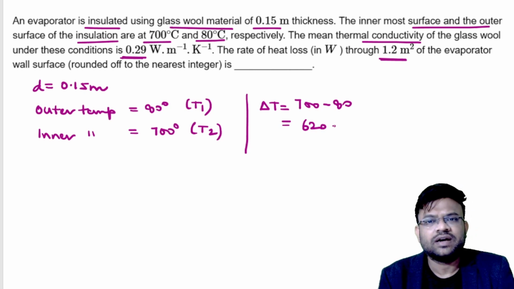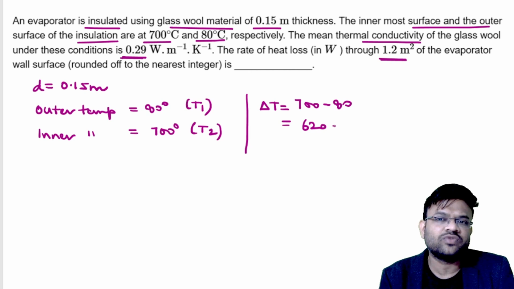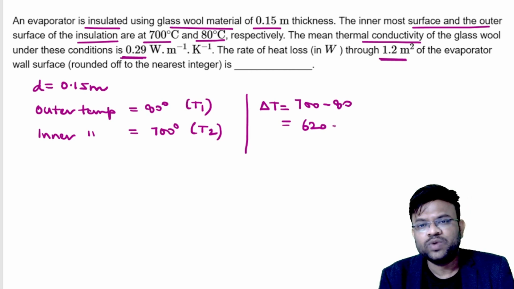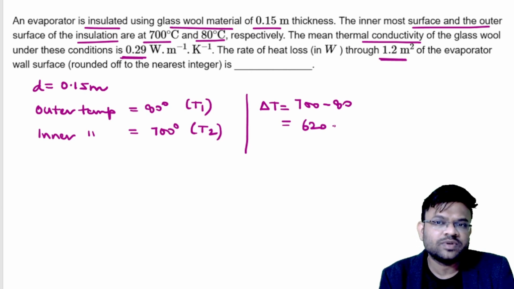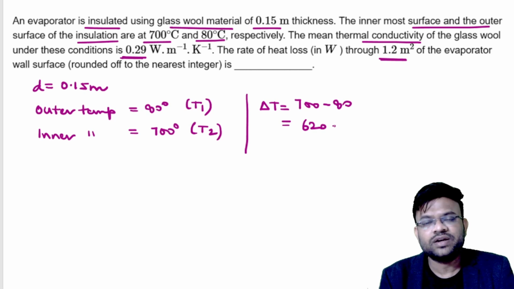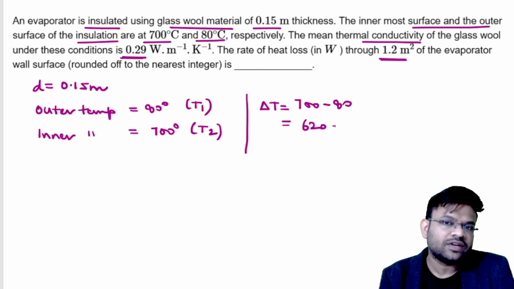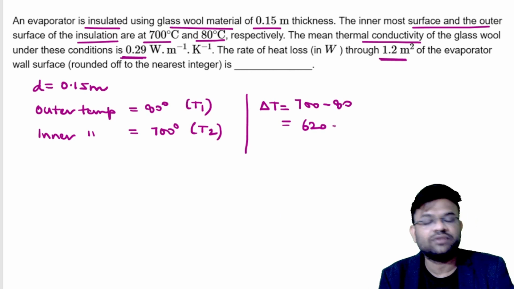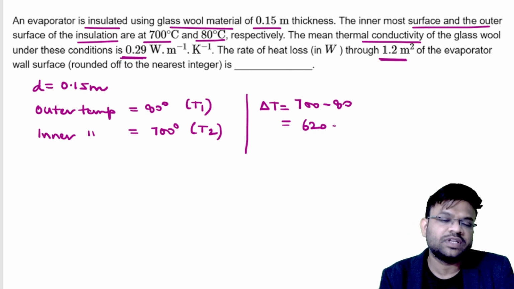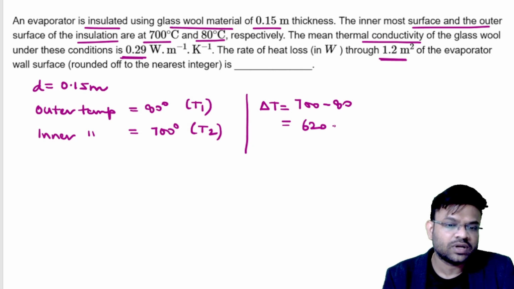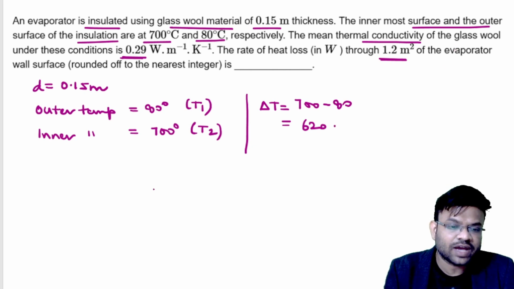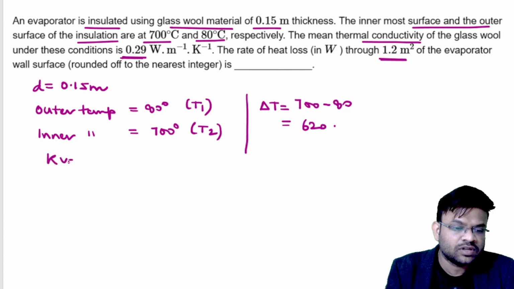Now obviously understand this, that I'm not converting into degree Kelvin over here, because I want to find out the difference. If you convert it into degree Kelvin, then also the difference would be the same. Ideally I should convert it into degree Kelvin, but again the difference would be the same. We have to find out the difference over here. So 620 would be the difference. So outer temperature and inner temperature I have found out, and the thermal conductivity value, that means the K value, this is a constant, it is given as 0.29.